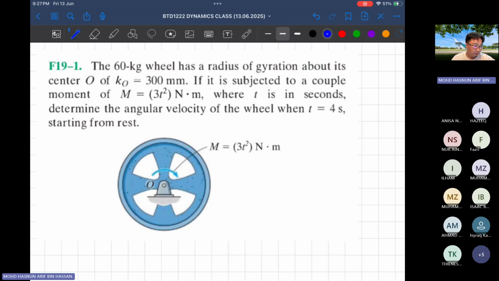If it is subjected to a couple moment M equals 3t squared, the moment is given as a function of time. What does it mean? M equals 3t squared. So when time equals 1, what is the value of the moment? When time equals 1, what is the value of M?